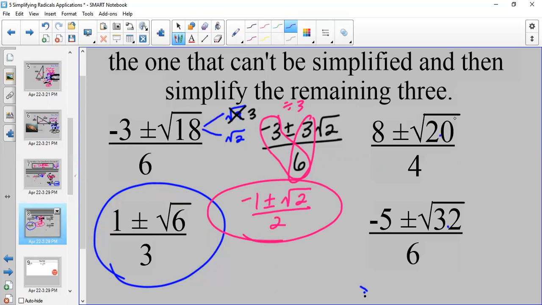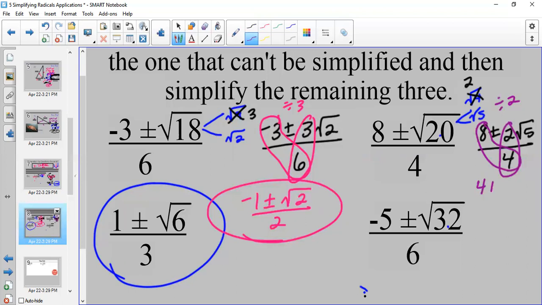All right, let's do the next one. 20 can be split up into square root of 4 and square root of 5. Square root of 4 is 2. So this would be 8 plus or minus 2 square root of 5 all over 4. And again, I'm going to look at the three numbers on the outside. They're all divisible by 2. So that would give us 4 plus or minus, don't need to put 1, I can just put the square root of 5 all over 2.